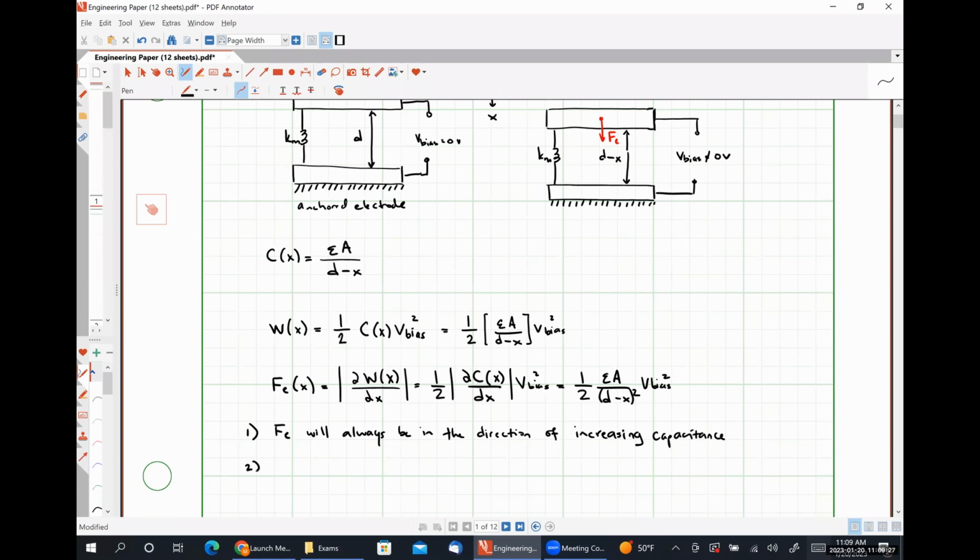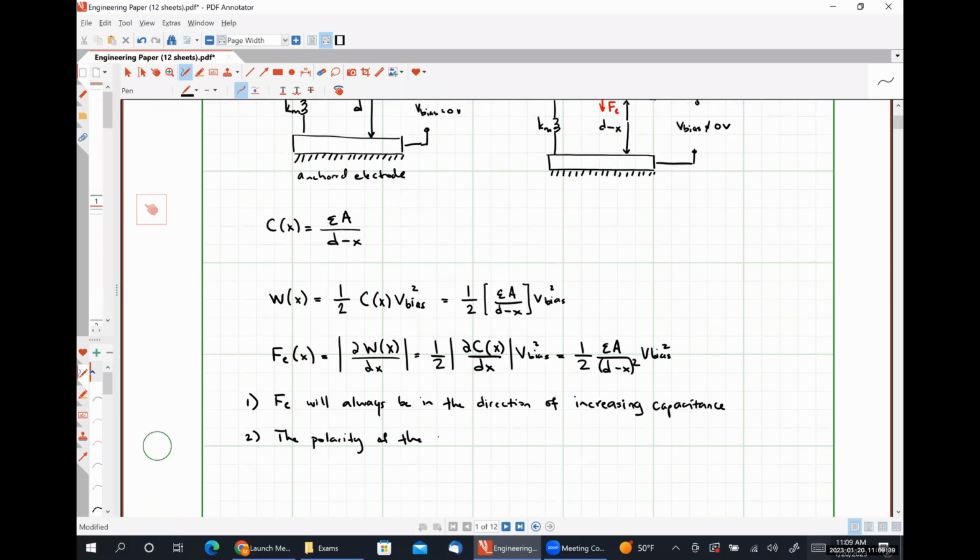And our second observation is that the polarity of the applied voltage really doesn't matter. Because our force is dependent on the square of the voltage, the sign of the voltage is inconsequential with regards to its ability to generate a force. Okay.